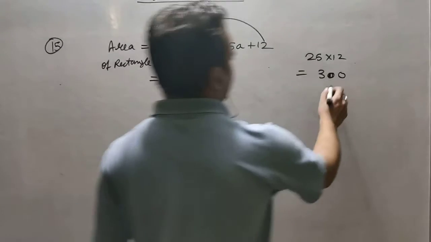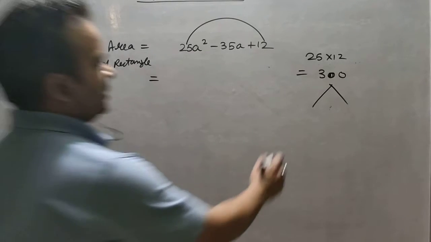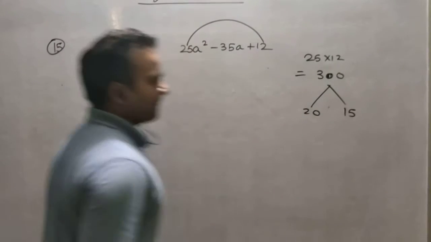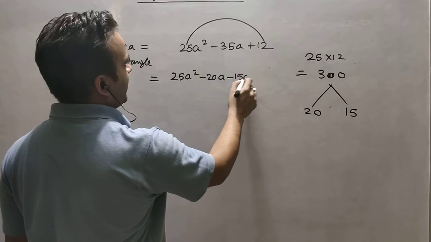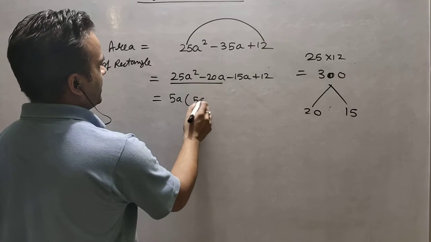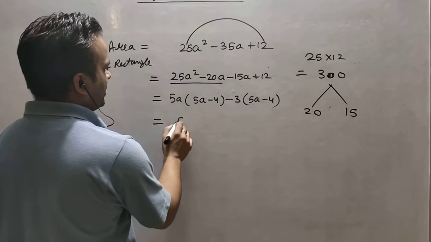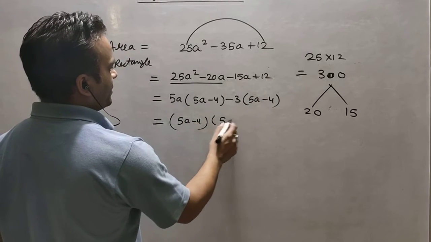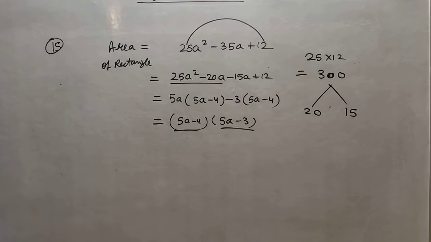And you have to find the factors of 300 so that you can get 35. So it will be 20 and 15, right? So we will write here 25a square minus 20a minus 15a plus 12. And what is common here? 5a. So it is 5a into 5a minus 4. What is common here? 3. 5a minus 4. I think now it is a very easy sum. So one bracket will represent length and the second bracket will represent breadth.